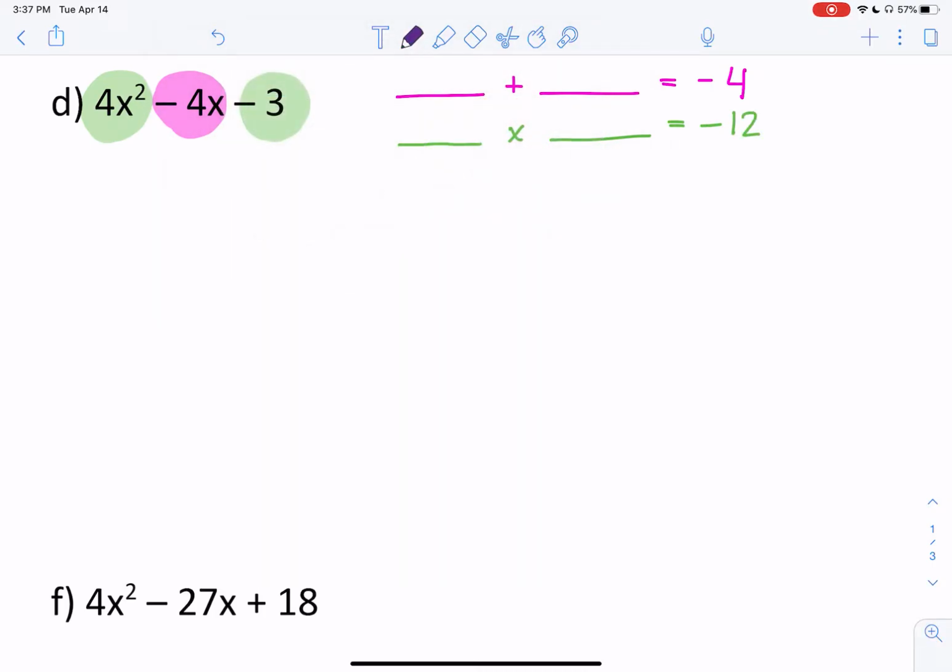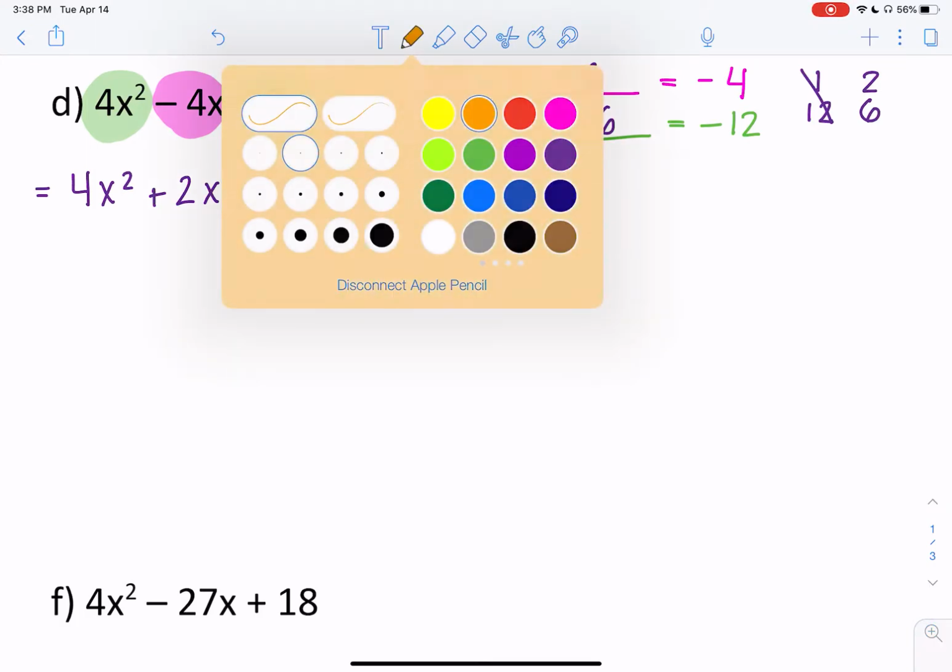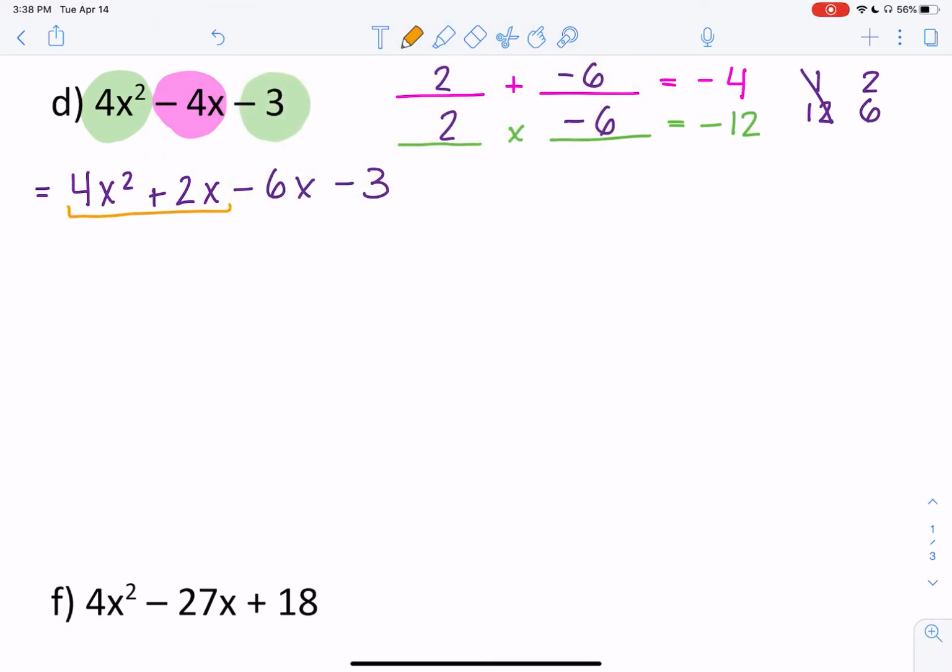So if I think of all my options for negative 12, I have 1 and 12. That doesn't work. 2 and 6. We can get 4 from 2 and 6. 2 and negative 6. And now instead of writing that negative 4, I'm going to use my 2 and my negative 6. Then I'm going to group my terms, and I will factor by grouping.